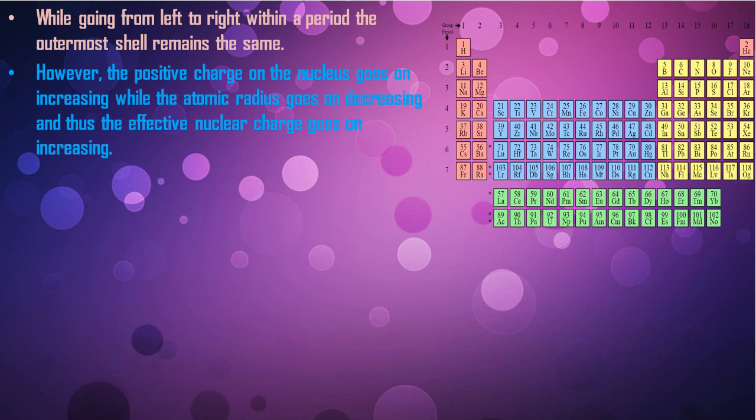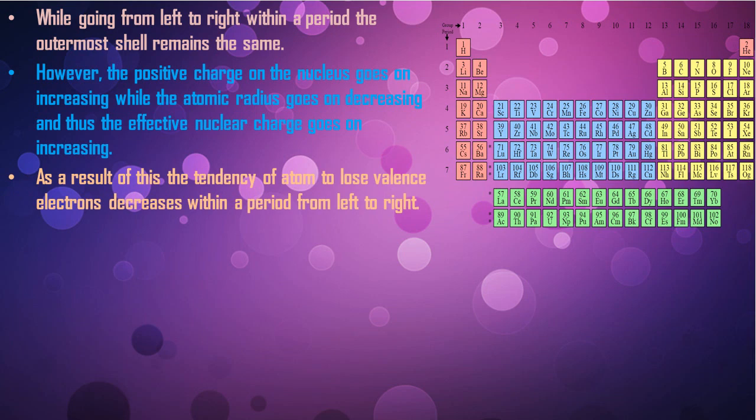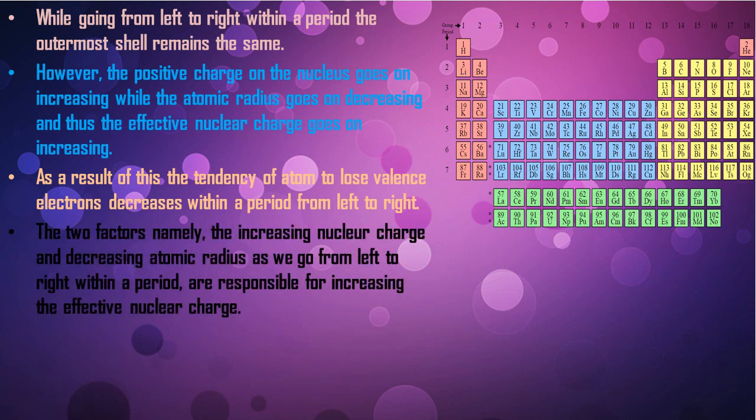As the atomic radius decreases, the effective nuclear charge goes on increasing, and as a result the tendency of an atom to lose valence electrons decreases within a period from left to right. That means electronegativity increases and electropositivity decreases while moving from left to right in a period. The two factors, the increasing nuclear charge and the decreasing atomic radius, are responsible for increasing the effective nuclear charge, and therefore the valence electrons are held with greater and greater attractive force. This is called the electronegativity of an atom.